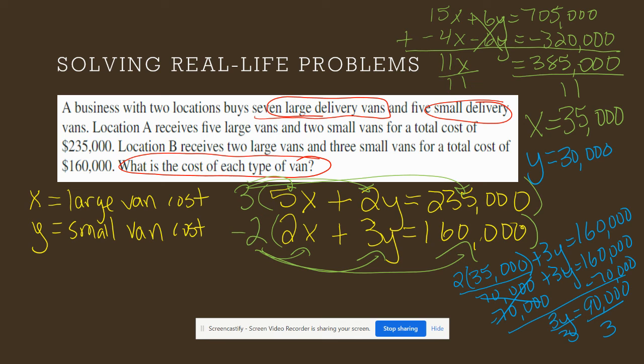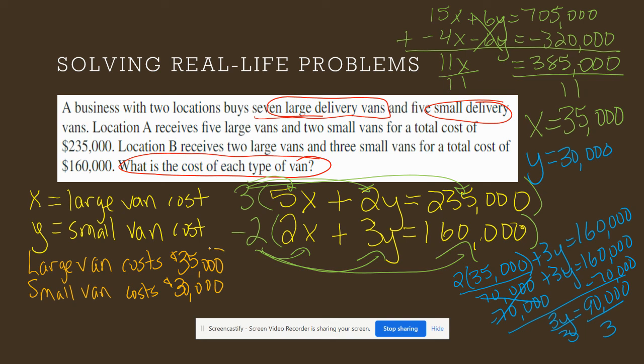This is a real world problem. We want to give our answer in terms of what the question is asking. And it's saying, what is the cost of each type of van? So we would say the large van costs 35,000 and the small van costs 30,000. And that would be the answer to this question.